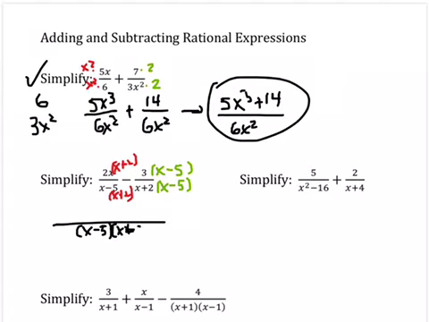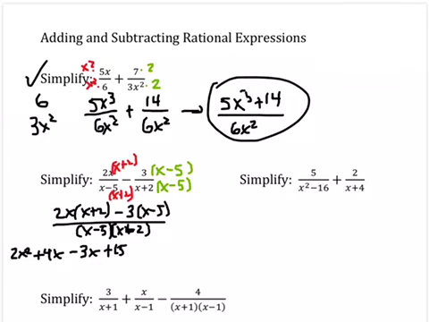In the numerator, I have 2x multiplied by x plus 2, and then I have minus 3 times x minus 5. All right, so I multiply that out. So the numerator becomes 2x squared plus 4x. And remember, there's no cancellation here. I don't want to cancel things back to the way it was. Then I distribute negative 3x and then plus 15. All right, and the denominator just sits there.